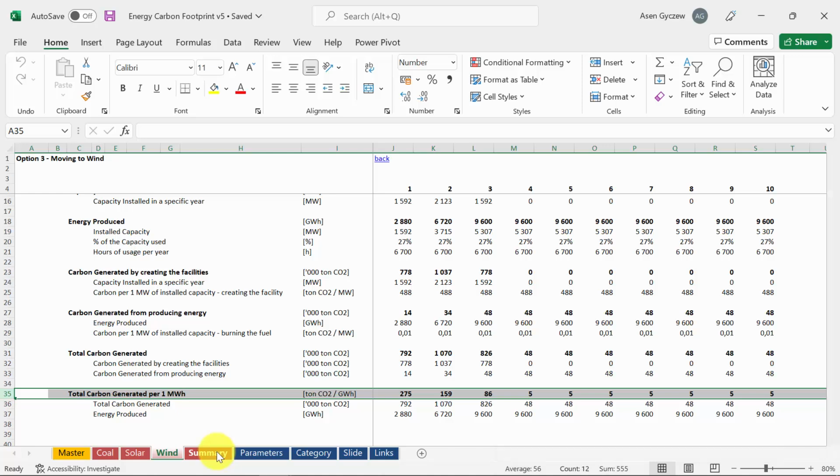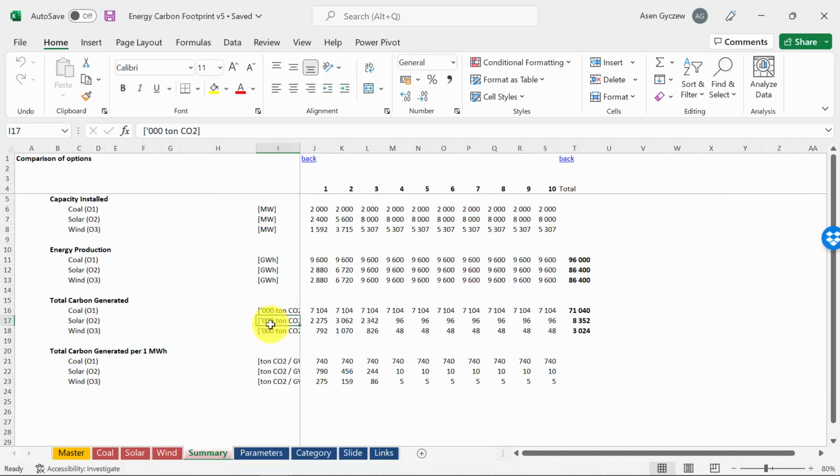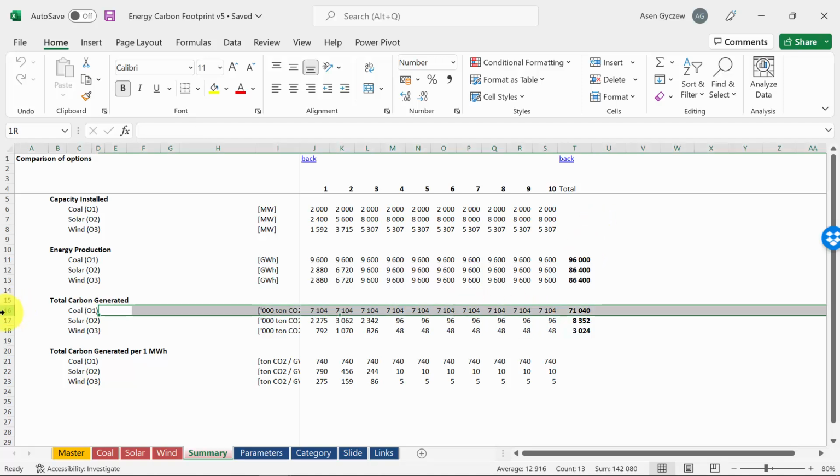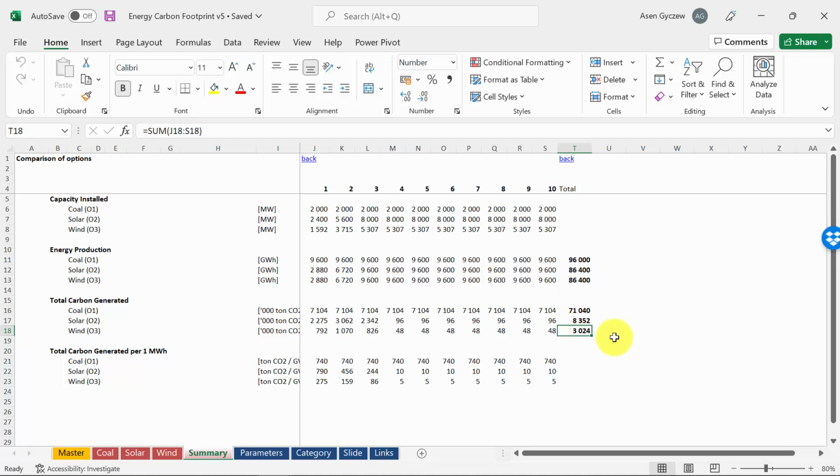Now we can move to comparing those options, and we do that in the sheet summary. We will mainly look at the total carbon generated. As you can see, despite the fact that the coal plants are already built, so we just experience the carbon generation due to the burning of coal, the option where we use the current coal power plant will generate 10 or even 20 times more CO2 than the other options. The most interesting from the perspective of carbon generation seems to be the wind option, so option 3, because this will be in total just 3 million tons of CO2.